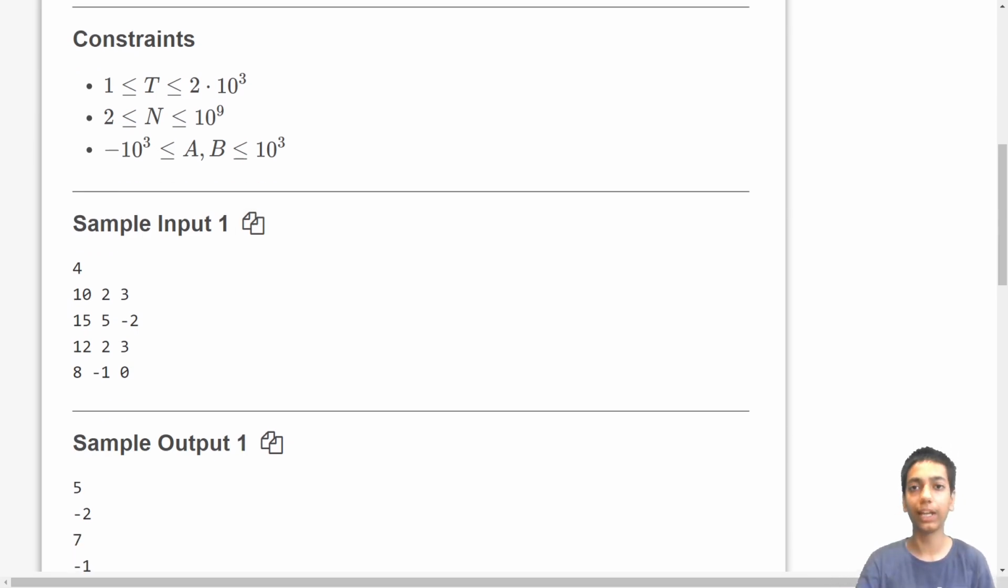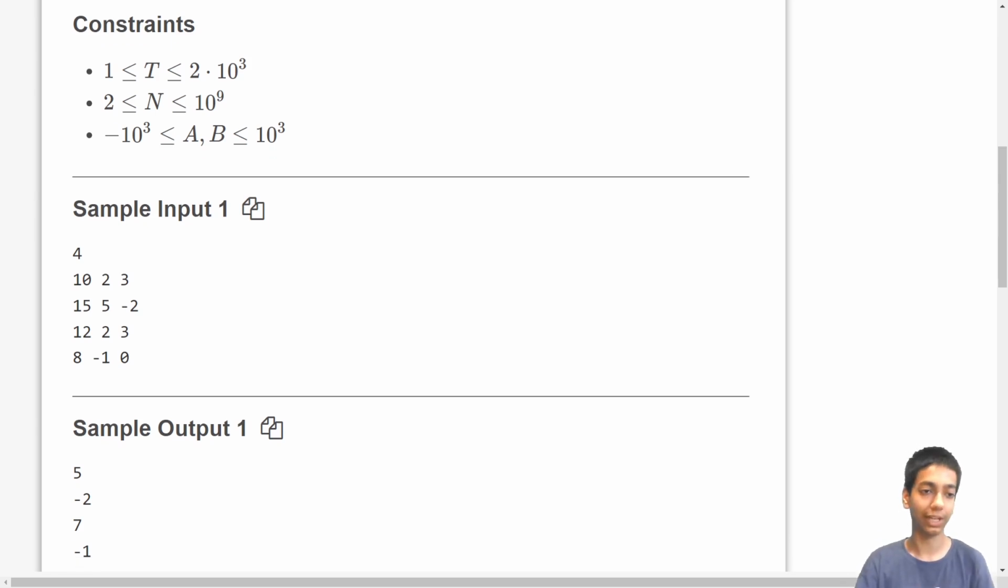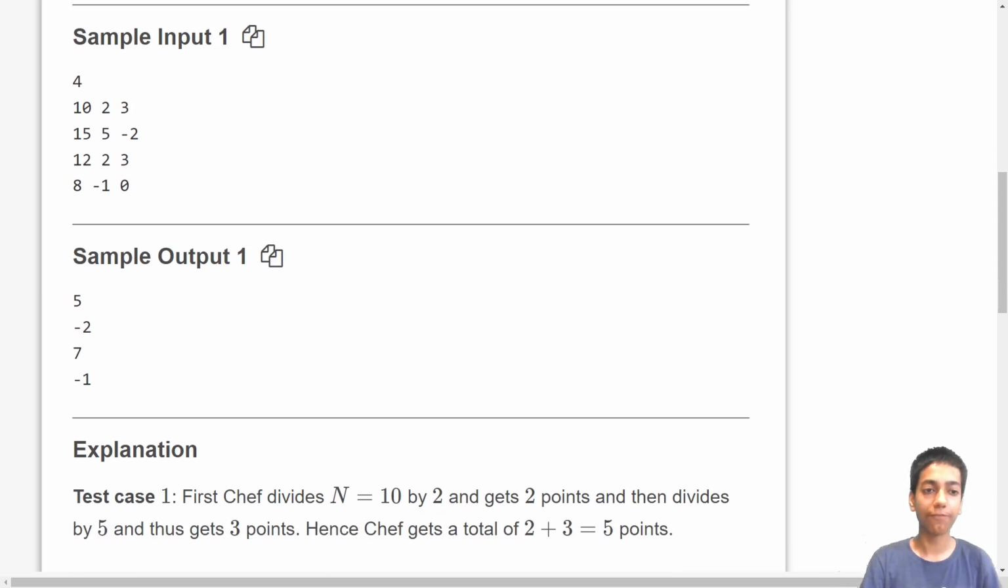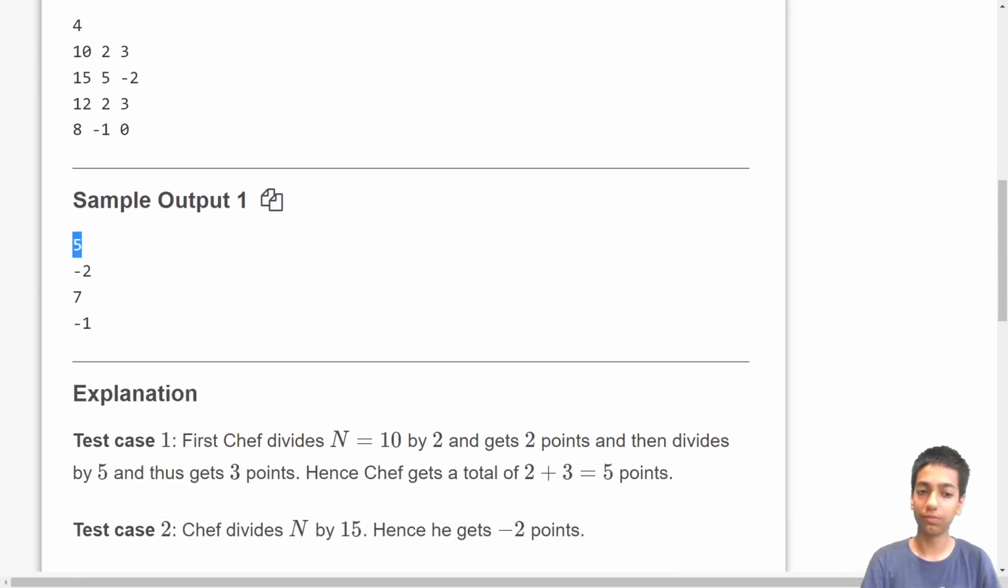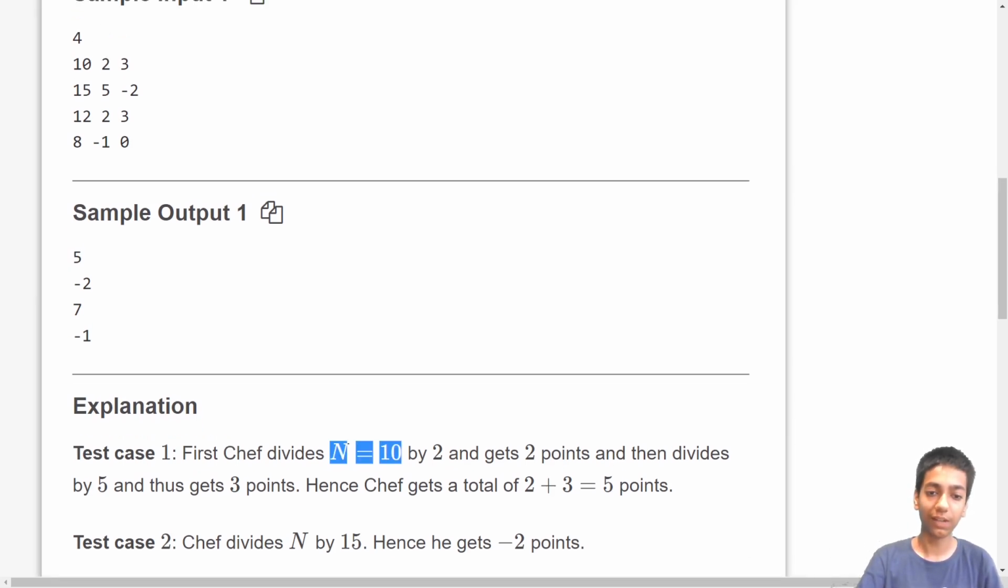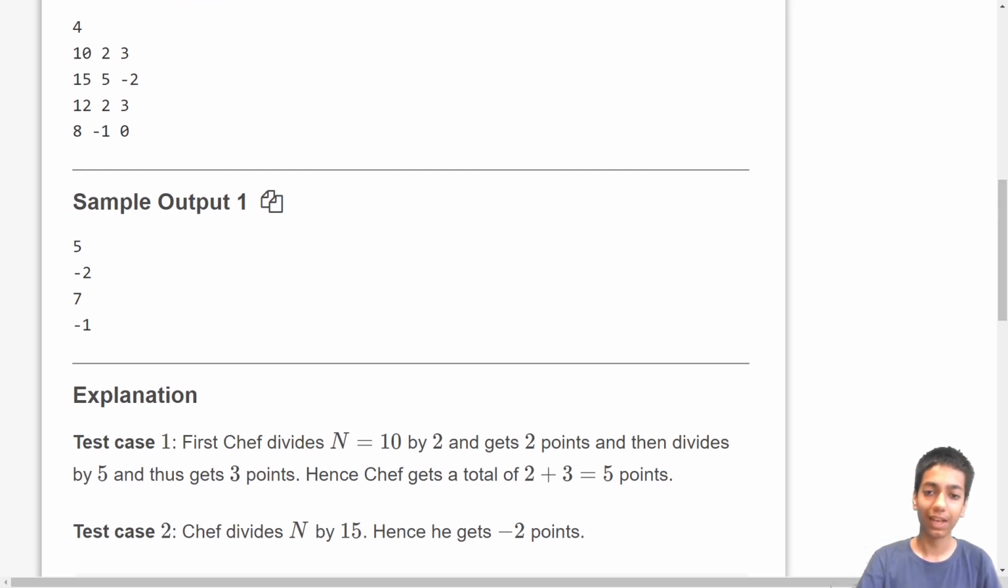I'll obviously give a detailed approach a bit down the lane. So just take the first sample where the number is 10, and on dividing it by an even number we get 2, and by an odd number we get 3. So 5 is the maximum score. Well, the explanation is given that first divide 10 by 2, right? Because 2 is an even number, we get 2 points. Then divide it by 5. You now get 3 points, right? So Chef gets a total of 5 points.